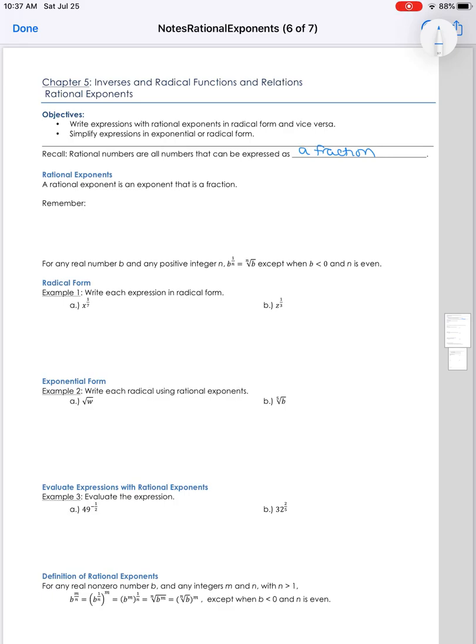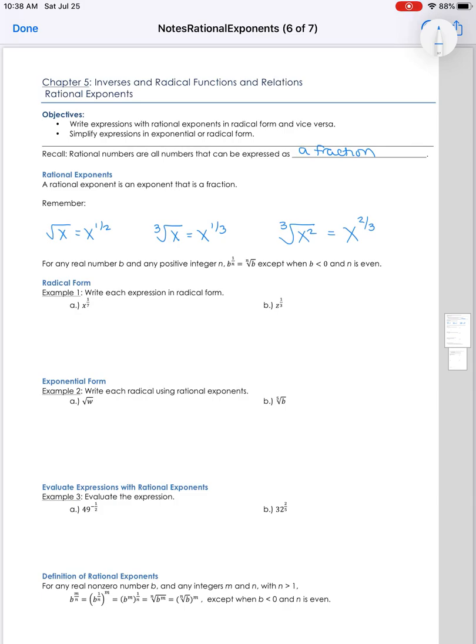So what we're going to do is take the previous concept that dealt with square roots, and we're just going to adapt it. So now we're dealing with rational exponents. Instead of seeing the square roots, you're going to see them become rational exponents, which basically just means fractional exponents. Rational numbers are all numbers that can be expressed as a fraction. So a rational exponent is an exponent that's a fraction.